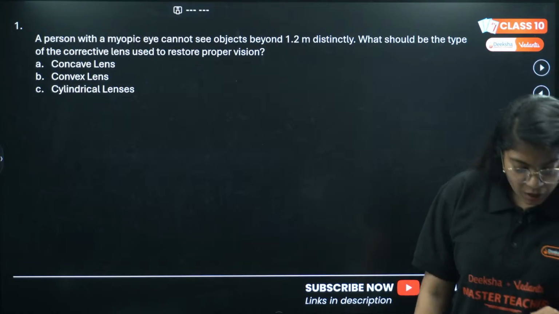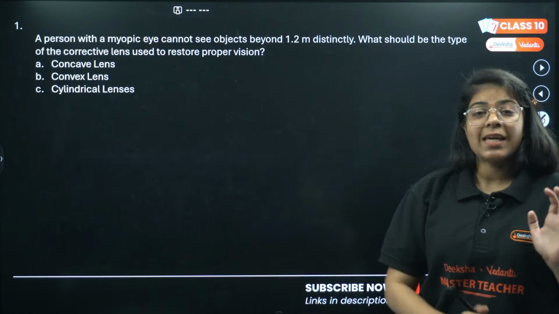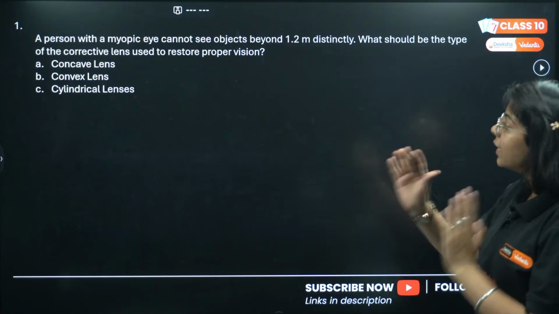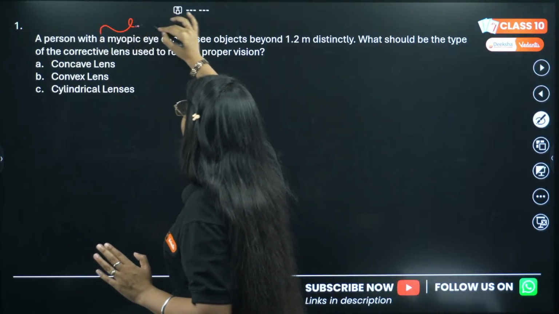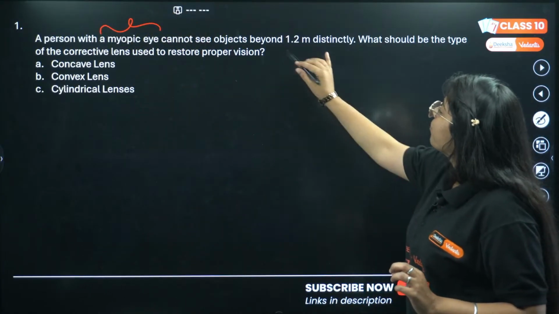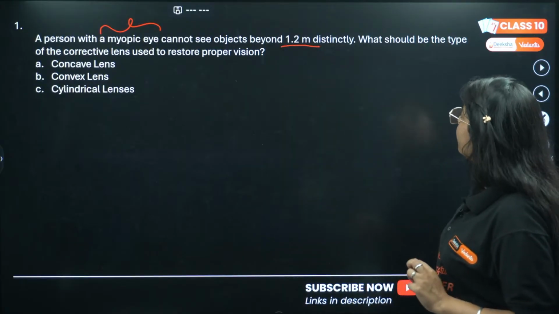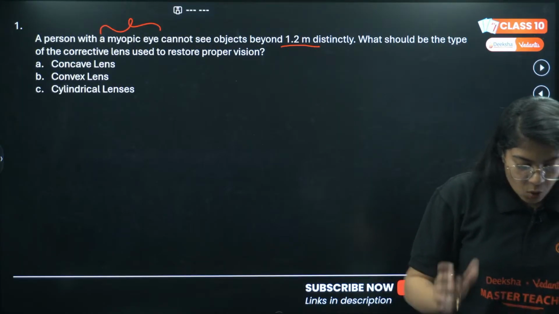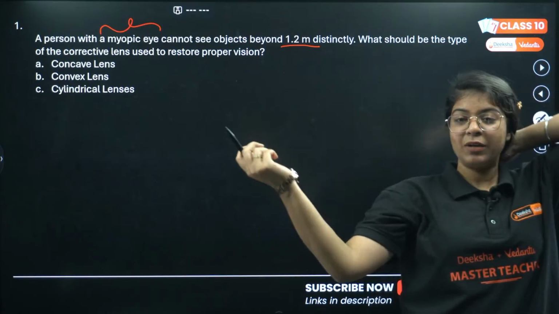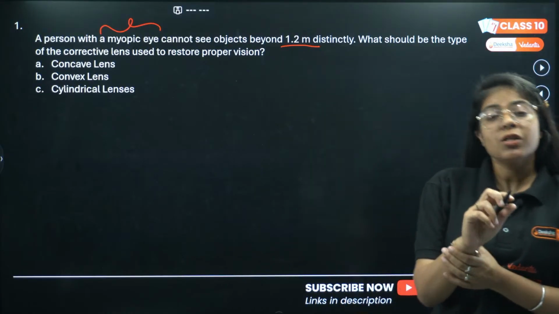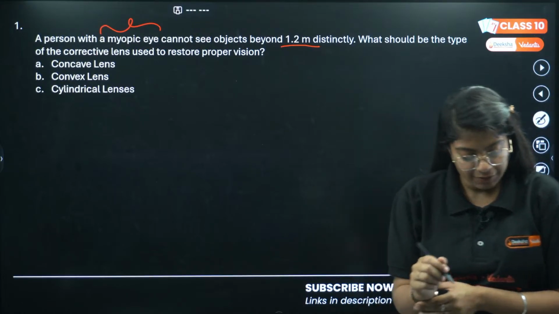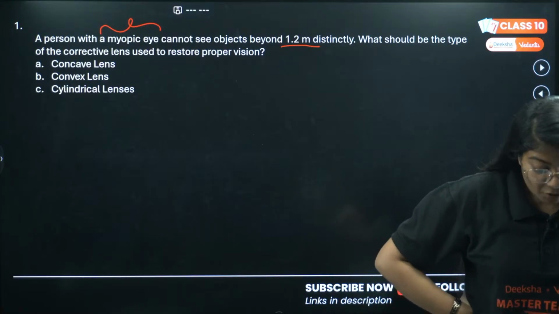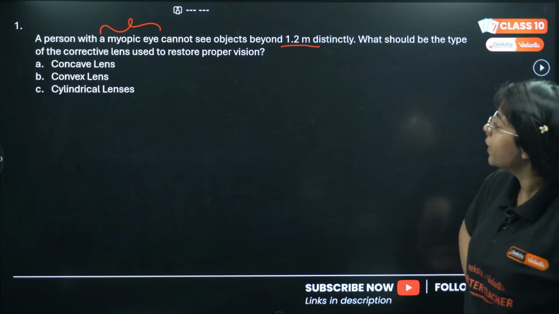Okay, hi Yoga. First question, read it very carefully. A person with a myopic eye cannot see objects beyond 1.2 meter distinctly. What should be the type of corrective lens used to restore proper vision? What is the type of lens that a person will use to restore vision if they are suffering from myopia? Okay, lots of you are answering A. We have one answer from Chirag, that is B.